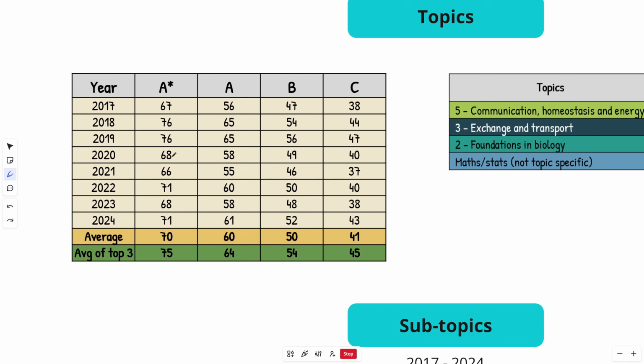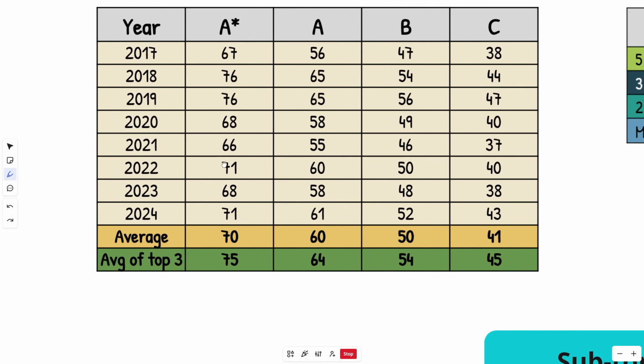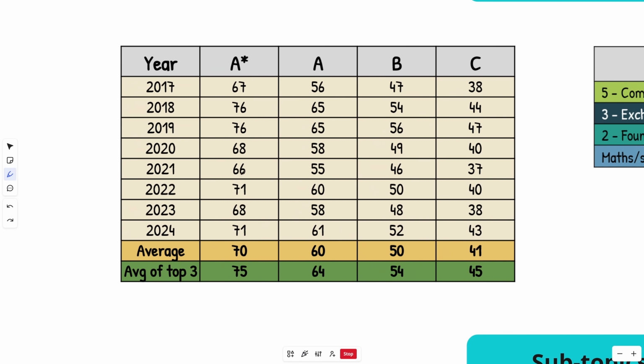Now, another thing I thought of: if you want to be extra harsh with yourself when you're going through these past papers and you say, okay, I want an A or an A star in 2025, regardless of the difficulty of the paper, where do I want to ideally find myself? You could potentially look at the average of the top 3. So you find the top 3 years, say you've got 76, 76, and 71, for example, over here. That would give us a 75.